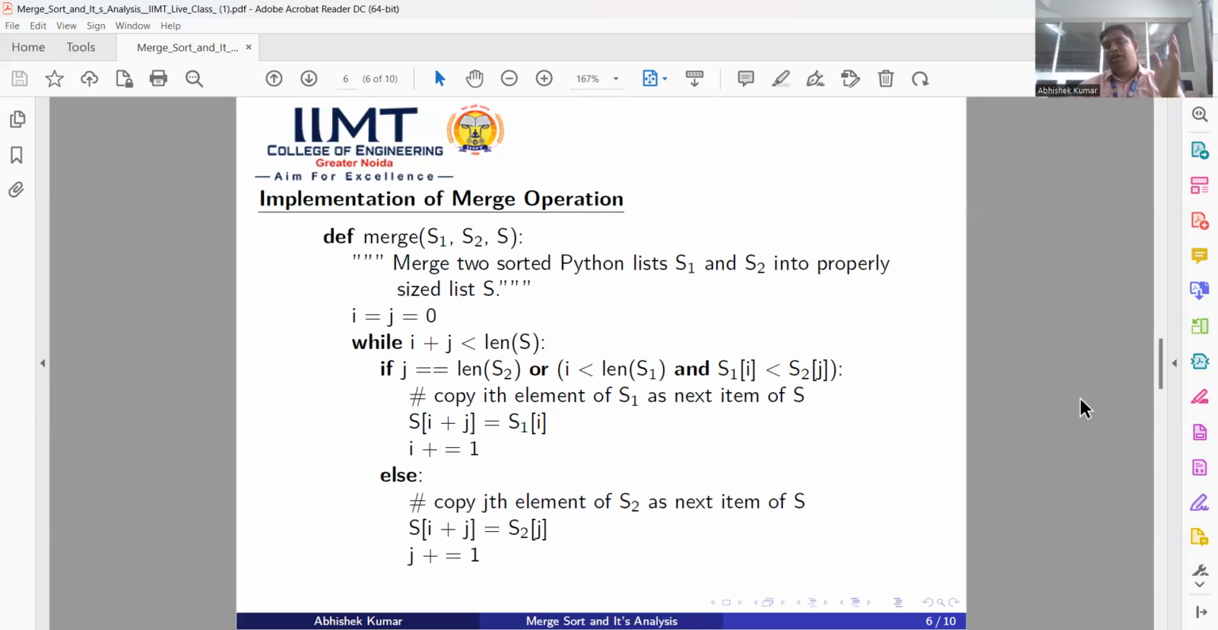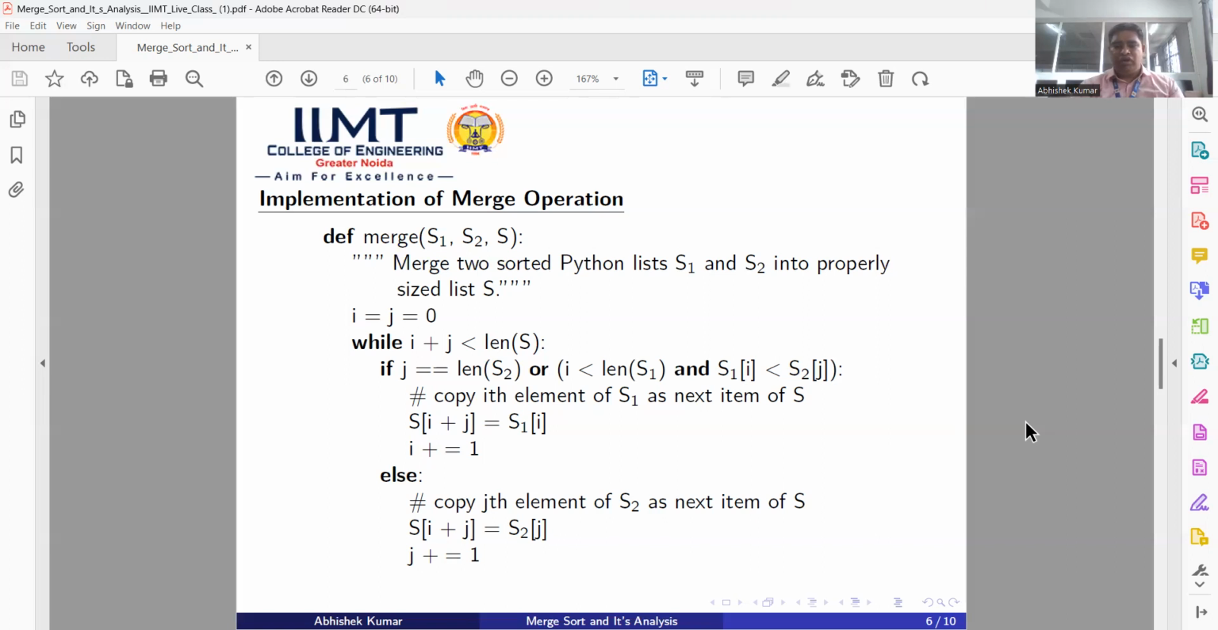So you can see here that in that case, what will happen if I plus j, that means both the index of i and the index of j, is equal to this? In that case, what will happen? It will be greater than length of s.